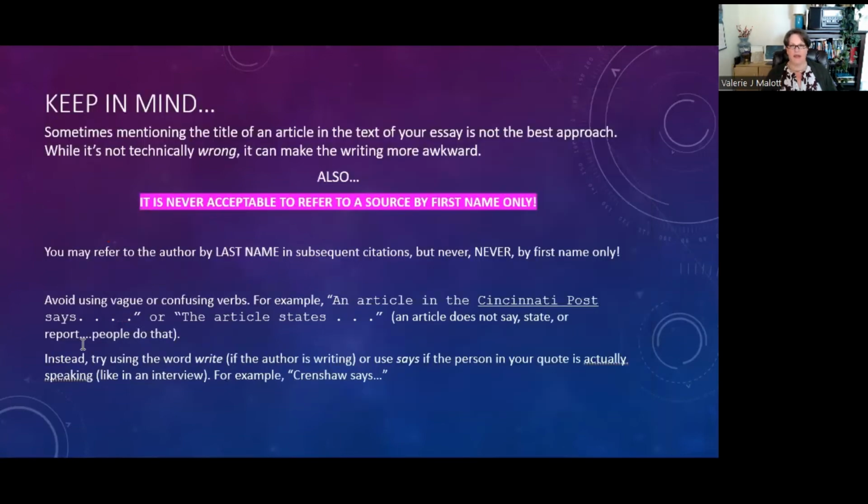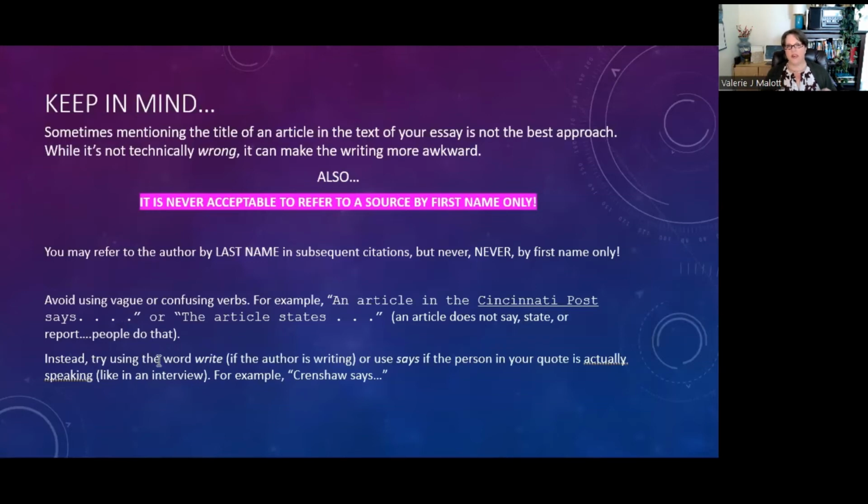Keep in mind, remember, even though mentioning the title of an article in the text of your essay isn't always the best approach, it's not technically wrong, it just sometimes makes the writing more awkward. Also, remember that it is never acceptable to refer to your source by first name only. You refer to the last name in subsequent citations.